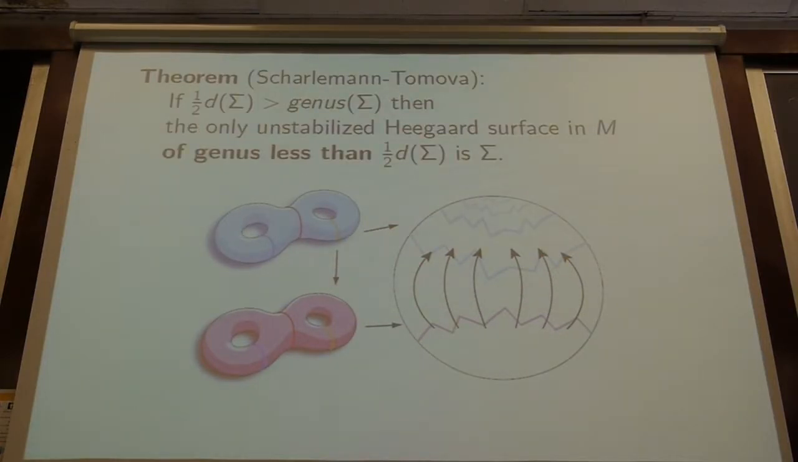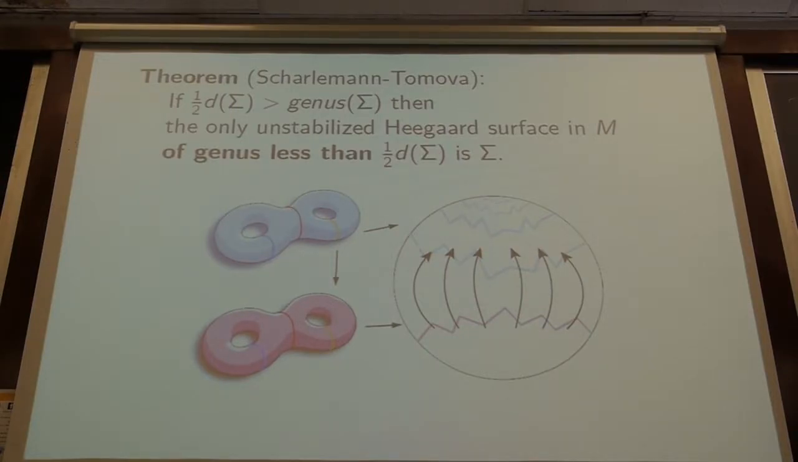And then Scharlemann-Tomova extended this idea a little bit farther, and they showed that a high distance Heegaard splitting not only controls incompressible surfaces, it also controls other Heegaard surfaces. So they showed that if you have a high distance Heegaard splitting, then any other Heegaard surface in that three-manifold either has high distance or is the result of stabilizing the original one. So any other unstabilized Heegaard surface in that three-manifold has to have genus at least half the distance. Okay? So somehow the distance of a Heegaard surface is also controlling other Heegaard surfaces.